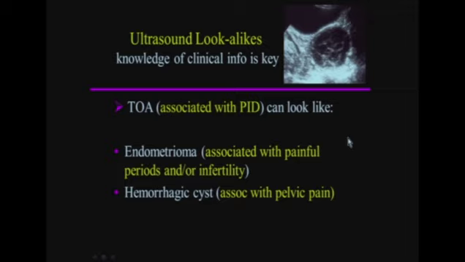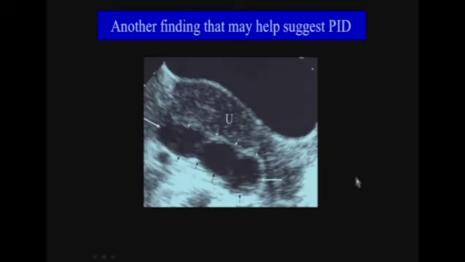Ultrasound lookalikes, as we've said already, one has to know what the clinical information is. So we see this structure with debris in it. Could be a tubo-ovarian abscess associated with PID, but it could also be an endometrioma if there are painful periods and/or infertility, or it could be a hemorrhagic cyst if associated with pelvic pain.